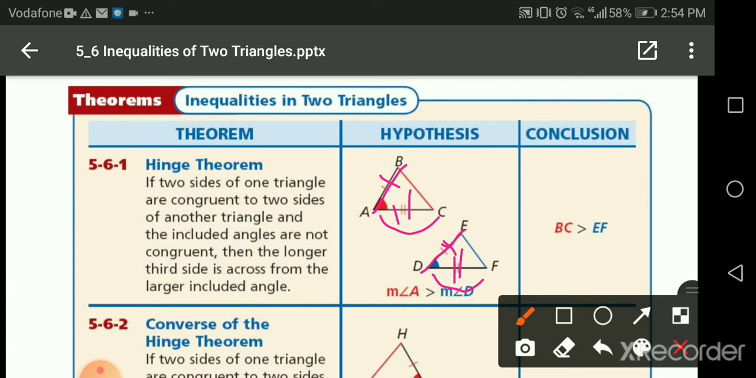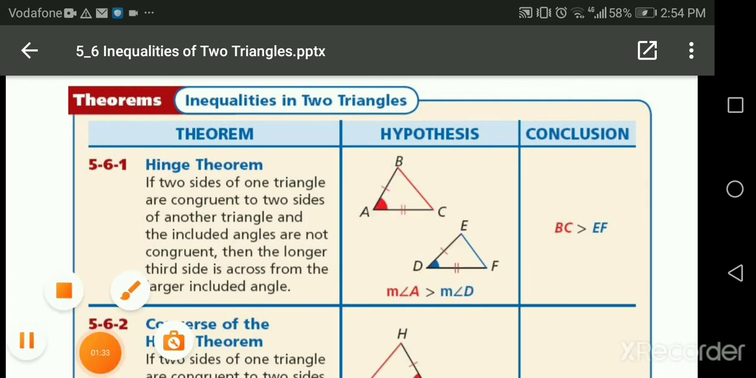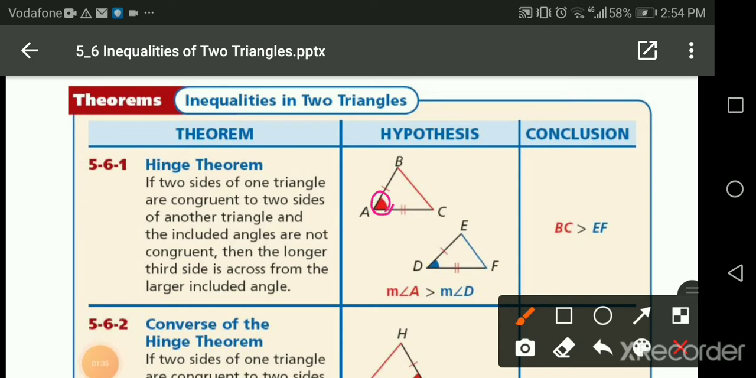Can you notice that the included angle between them is not congruent? One angle is greater than the other angle: angle A is greater than angle D. So what do I conclude here? I conclude that side BC is longer than side EF. Okay, BC will be longer than EF.